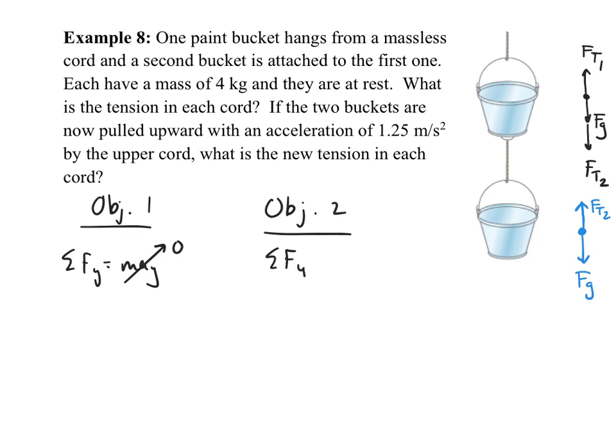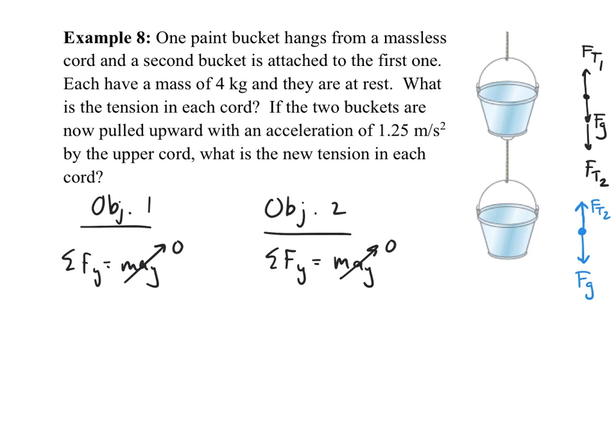Sum of the forces in the Y direction equals MAY. Again, 0 because it's at rest. I don't have to call it M1 and M2. Why not? The masses of the buckets are both 4 kilograms. They're identical, so there's no reason to designate M1 and M2 in this problem.